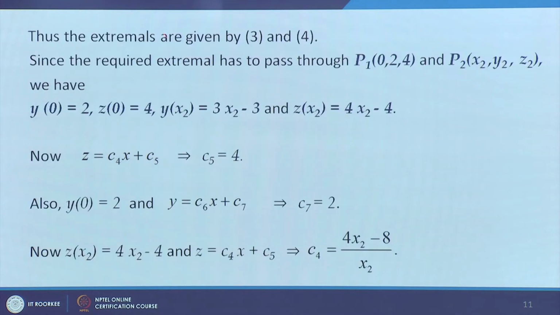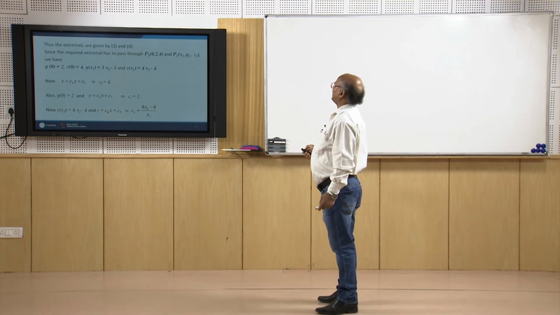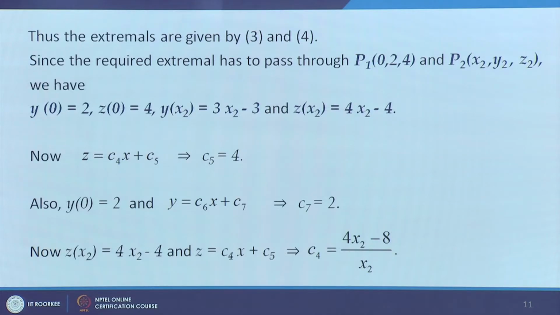Now let us find the extremals. Extremals are given by equations 3 and 4, since the extremal has to pass through the fixed point (0, 2, 4), the line of shortest distance has to pass through the fixed point and the variable point (x2, y2, z2). We have y at 0 is equal to 2, and because y is a function of x, and z is also a function of x, y at 0 is equal to 2 and z at 0 is equal to 4. This is x1, y1, z1. y at x1 is y1 and z at x1 is z1, and similarly y at x2 is y2.